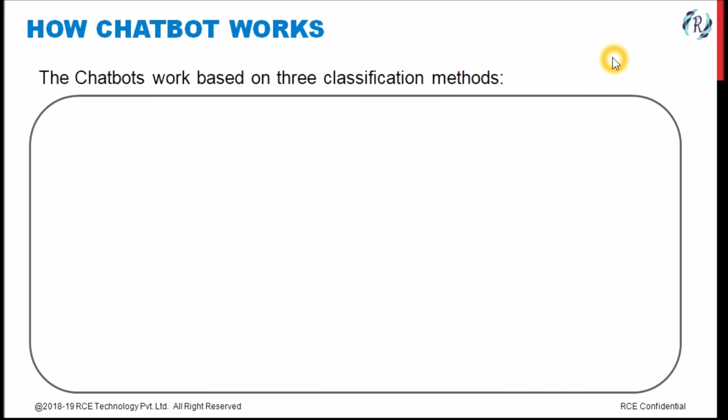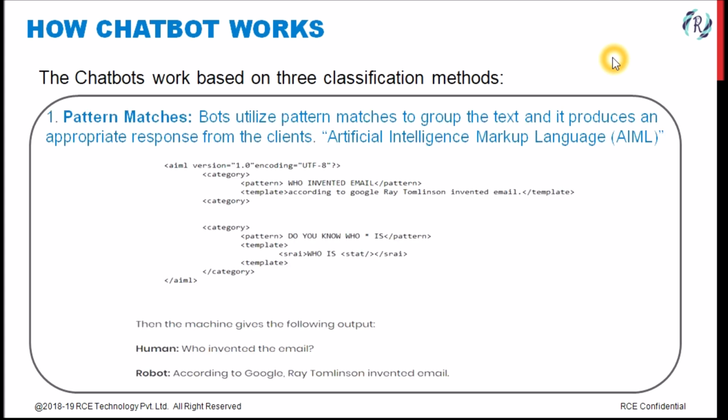Let us see how chatbot works. Chatbot actually works based on 3 classification methods. First is pattern match. Suppose we wrote who invented email, this is known, or what is the capital of US. These are very fixed questions and you can create a pattern about it, or already define a pattern and template, and it answers then and there. And this is very static, which is artificial intelligence markup language, AIML.